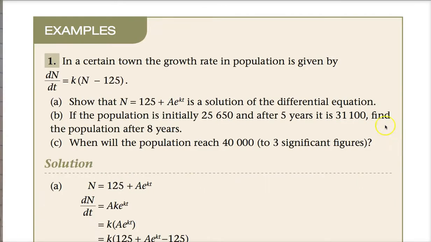All right? So what they're giving here in a certain town, the growth rate in the population is given by this, dN/dt equals K times that. Show that that is a solution. You would not start with that and integrate it. You just start with this and differentiate. You okay? Do you want me to just do it? I can just do it, or instead of doing these ones, I'll just choose a couple from the exercise and you can then look at those as well.